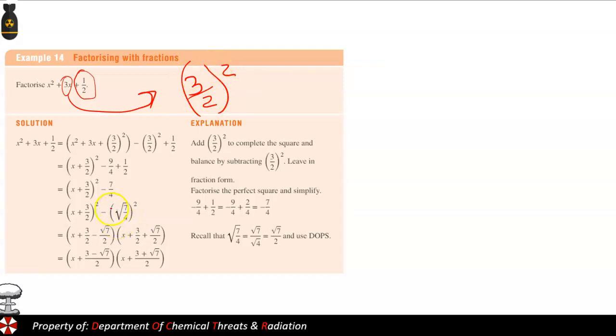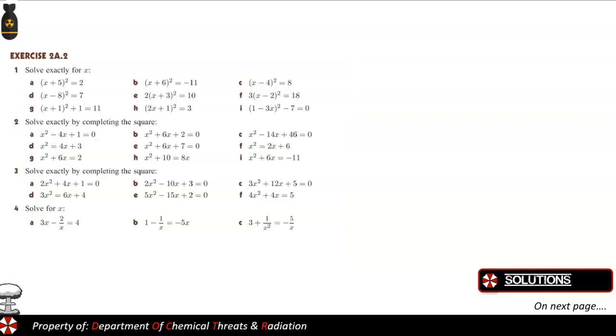The only difference is you get sort of a bit of a gross value, things like this. So we're getting like root 7 on 4 all squared, but that's okay. That's just using surds, these square roots, within our question. So let's have a go at some practice.